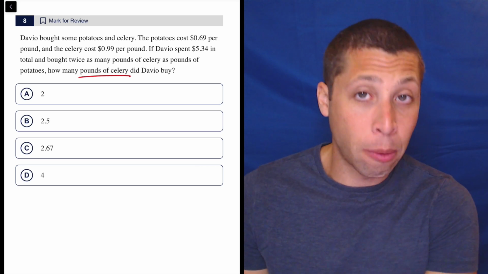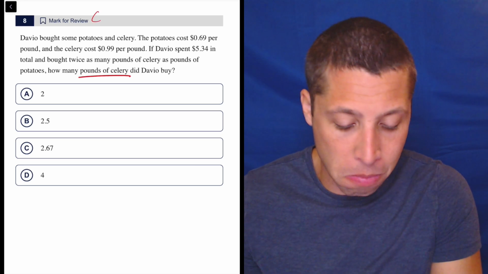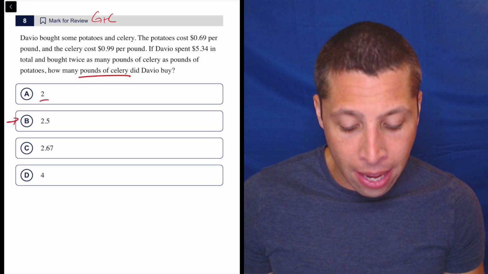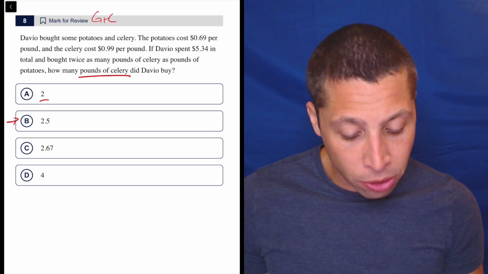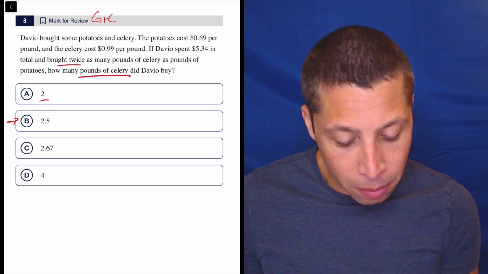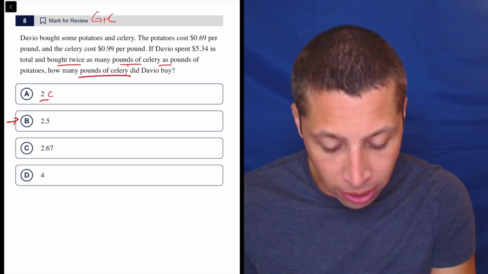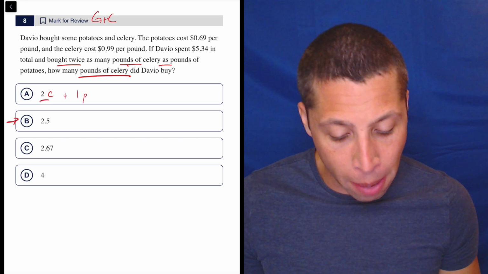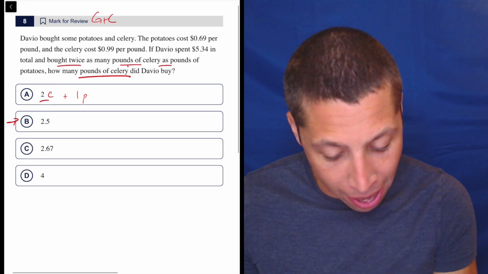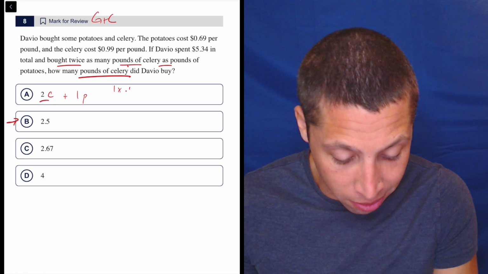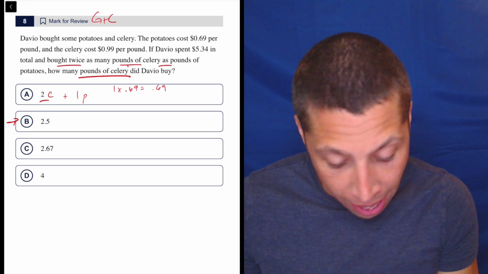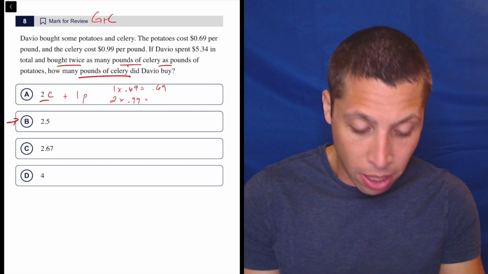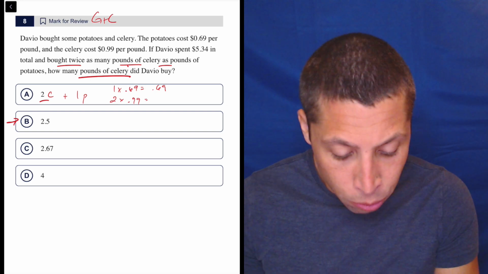So basically I would start with that and guess and check these answers because, why not? Now normally I start with B, but I don't really want to do it with the decimal, so I'll probably start with A so that I can see it better. So that's the number of celery, but he bought twice as many pounds of celery as potatoes. So this is celery, which means 1 pound of potatoes. And then we can just multiply by the cost, right? So 69 cents per pound. So 1 times 0.69 is 0.69. And 2 times 0.99 is 198, I believe.